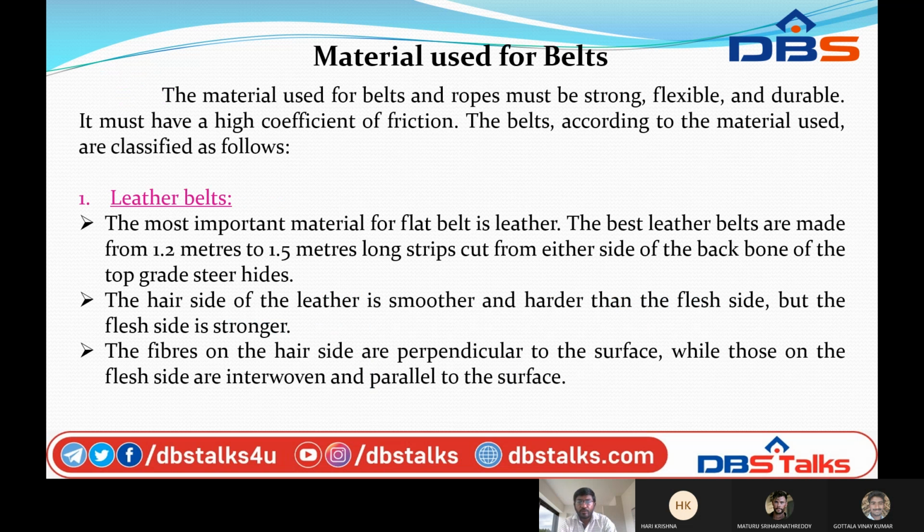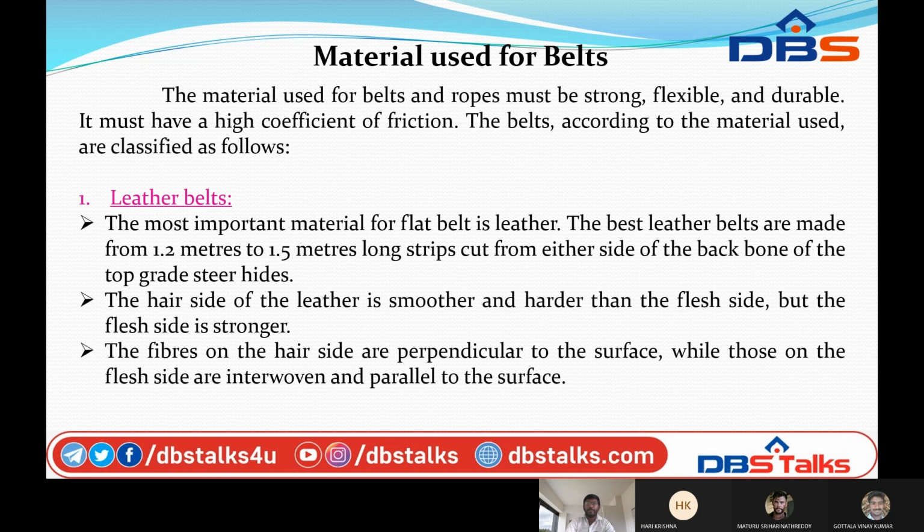Next, materials used for belts. So what are the materials used for the belt? The materials used for belts and ropes must be strong, flexible and durable. It must have a high coefficient of friction. The belts, according to the material used, are classified as follows.